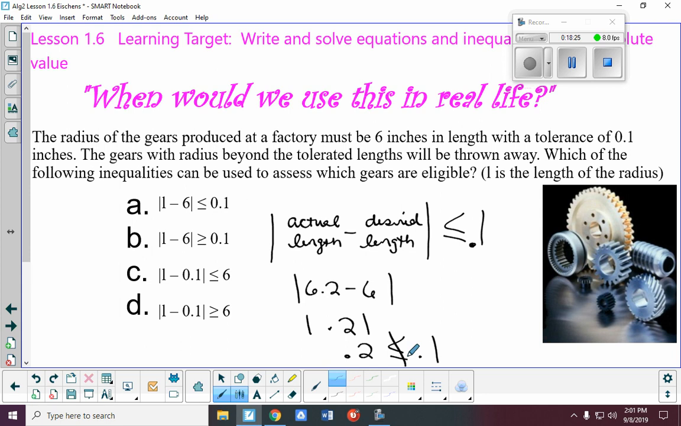Let's say that there was one that was 5.9 and you were testing that. 5.9 minus what we actually want it to be, 6. Well, that would be a negative 1/10. And if you take the absolute value of that, that's 1/10. And that is equal to 1/10, so that one would work.